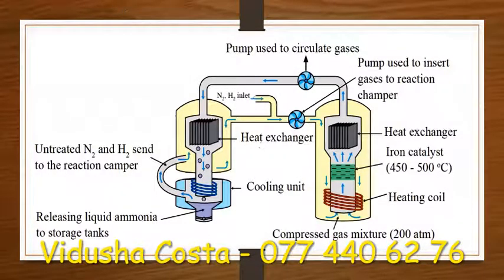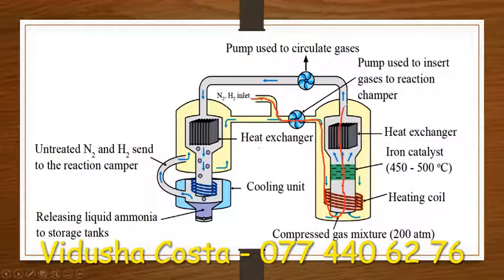What did we do? We used nitrogen and hydrogen and sent it to the reaction chamber. This is the pump to insert the gas into the chamber. You can send it like that. It has a heating coil. You can increase the temperature and send it at a high pressure through the catalyst at a temperature of 450 to 500, where nitrogen and hydrogen will get converted to ammonia, but all three gases will remain.